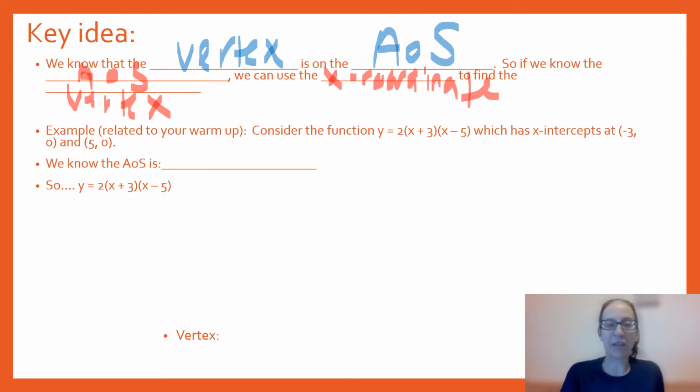So here's an example related to the warm-up. Consider the function y equals 2 times (x plus 3)(x minus 5), which has x-intercepts at (-3, 0) and (5, 0). Sorry about the spacing on that. So we know that the axis of symmetry is at x equals 1. Once you have an x-coordinate, then you can use the x-coordinate to find the y-coordinate that goes with it, because that's what an equation is. The equation just tells you how the x's and the y's are related.